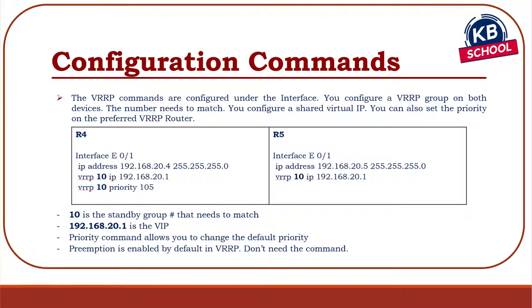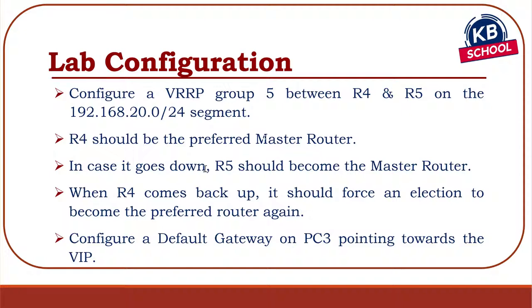Now that we've done that, let's take a look at the lab requirements. Configure a VRRP group 5 between R4 and R5 on the 192.168.20 network. R4 should be the preferred master router. In case it goes down, R5 should become the master router. When R4 comes back up, it should force an election, which is on by default. That's the preemption. Configure a default gateway on PC3 pointing towards the VRRP.